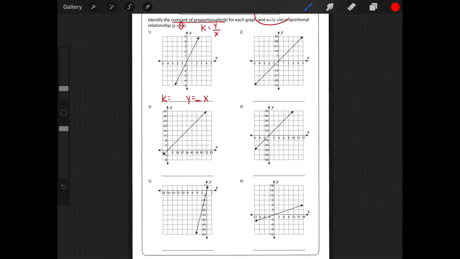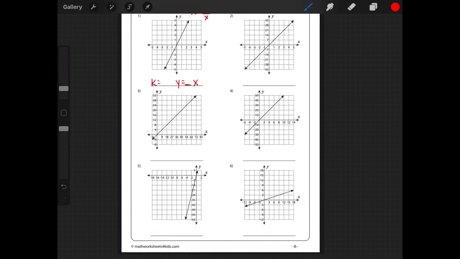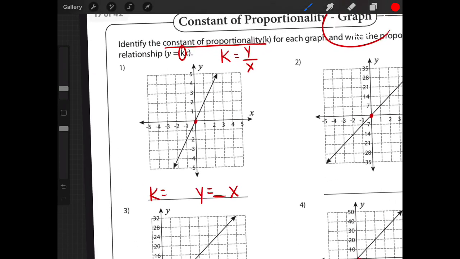And so all of these graphs, if you look, they all go through the origin of 0, 0, which makes them proportional, if they're all straight lines, and they are. So all of these are proportional relationships already. It's just finding the constant of proportionality. So what are they increasing by over and over again, and then writing the equation for it.